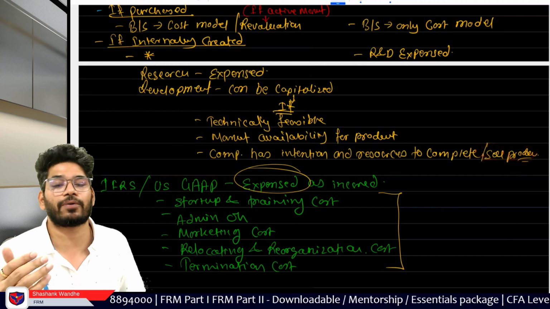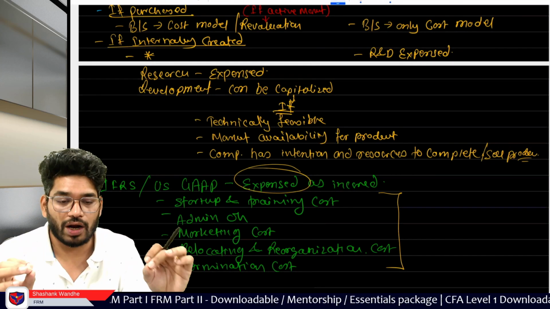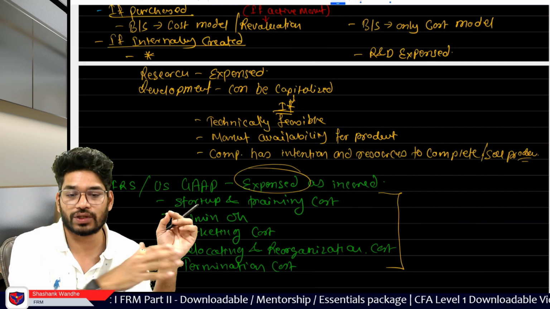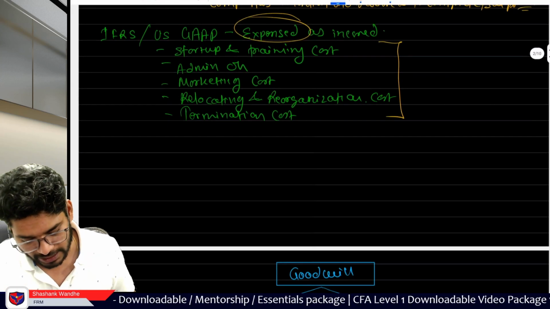The company wants to sell the product. If the company is like, no, we are not planning to sell the product, can we capitalize it? No, you are not allowed to capitalize it if you don't have any intention to sell. And all of these three conditions should be satisfied. It is not just like one condition should be satisfied.